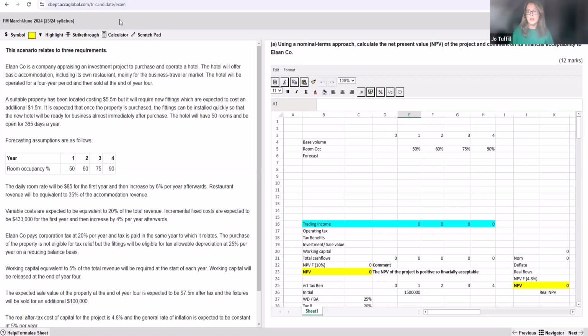One was a financing question, which you'll be doing on revision probably. This one is an investment appraisal question. Now, this investment appraisal question has got three requirements. The first requirement is asking you to do a calculation for 12 marks.